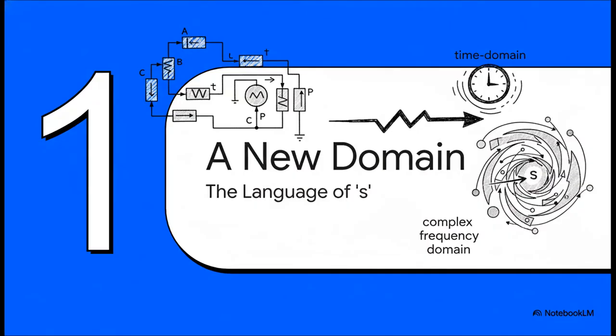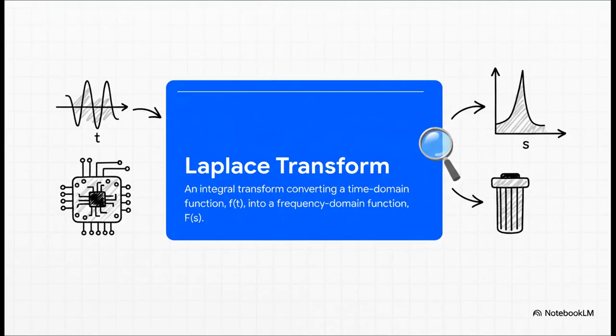So how does this magic actually work? Well, the first step is we have to change our perspective a bit. We take our circuit, which we normally think about in the time domain, what's happening second by second, and we translate it. We move it into a whole new world, into a new language, the language of S. Now, this is the formal definition, but don't let the math scare you. At its heart, all the Laplace transform does is take a function that depends on time, what we call f of t, and it morphs it into a new function that depends on this s variable, which we call F of s. That's it. We're just taking a little trip from the world of t into the world of s.